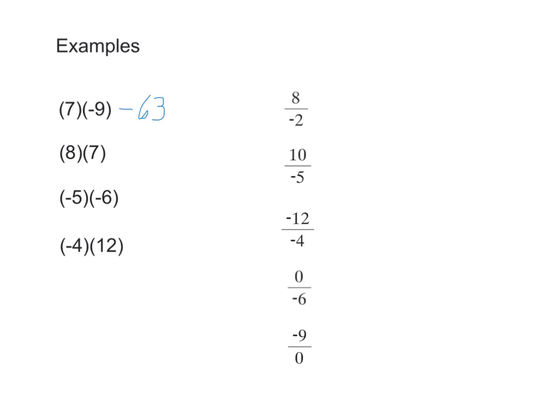The next one looks almost too simple. It's just two positive integers. If they're both positive, then it stays positive. 8 times 7 is 56.